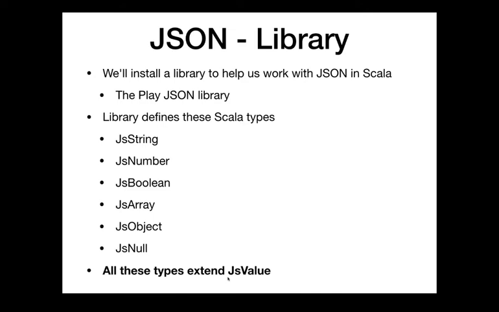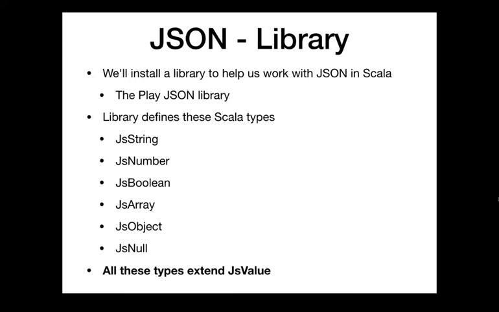So now we can have our mixed data structures. We could have an array of strings, booleans, and objects. That's fine. We'll just use these Js classes that all extend JsValue and have that array be of type JsValue, or list of type JsValue.